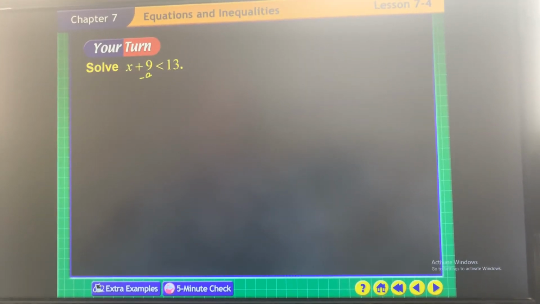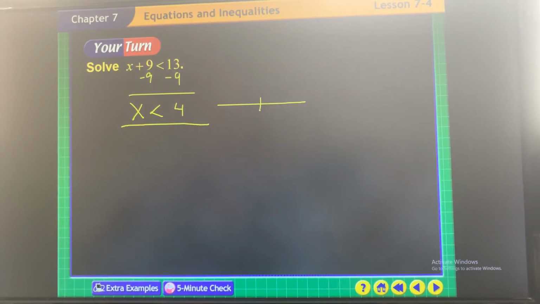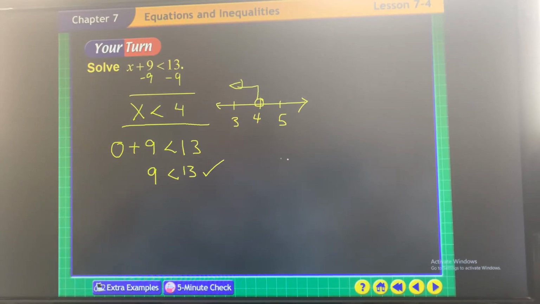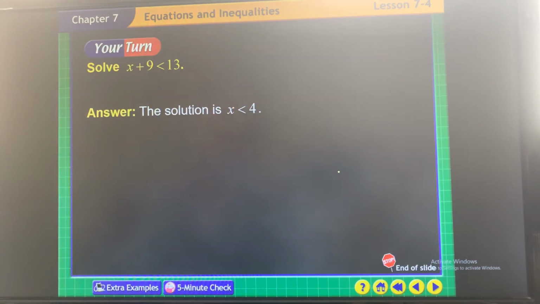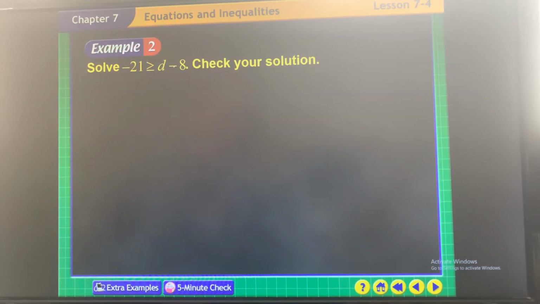This one, you're going to add a -9 to both sides. X is everything less than 4. Go ahead and graph it. You've got 4, open circle, everything less is left. Put your number line on here, put a number bigger, put a number smaller. Pick a number, 0. Always pick 0 if you can pick 0. And go 0 plus 9. Is that less than 13? It sure is. 9 is less than 13. It checks. So it's pretty easy. Try to keep it very organized when you're solving them.